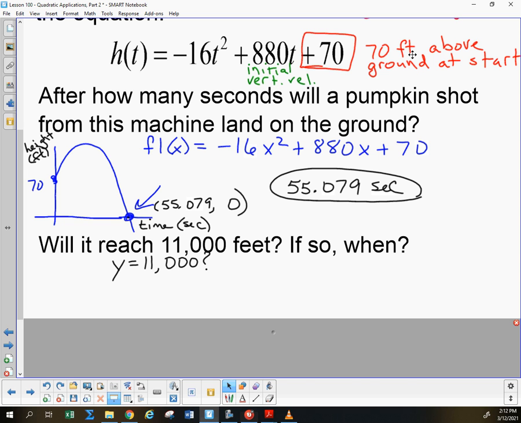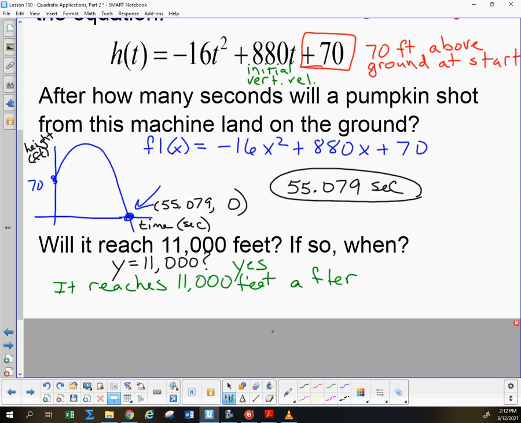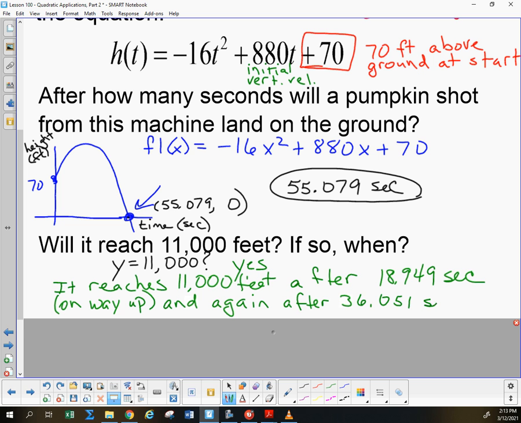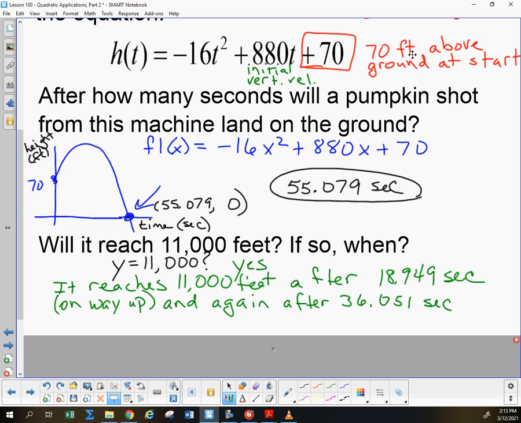So will it reach? If so, when? So yes, it reaches 11,000 feet after 18.949 seconds. That was on the way up. And again, after 36.051 seconds, and that time it is on the way down.